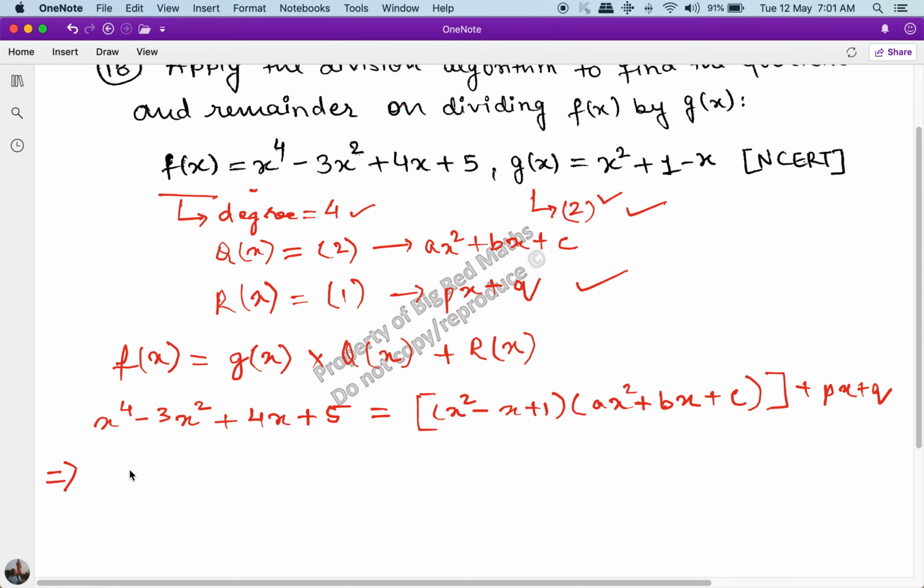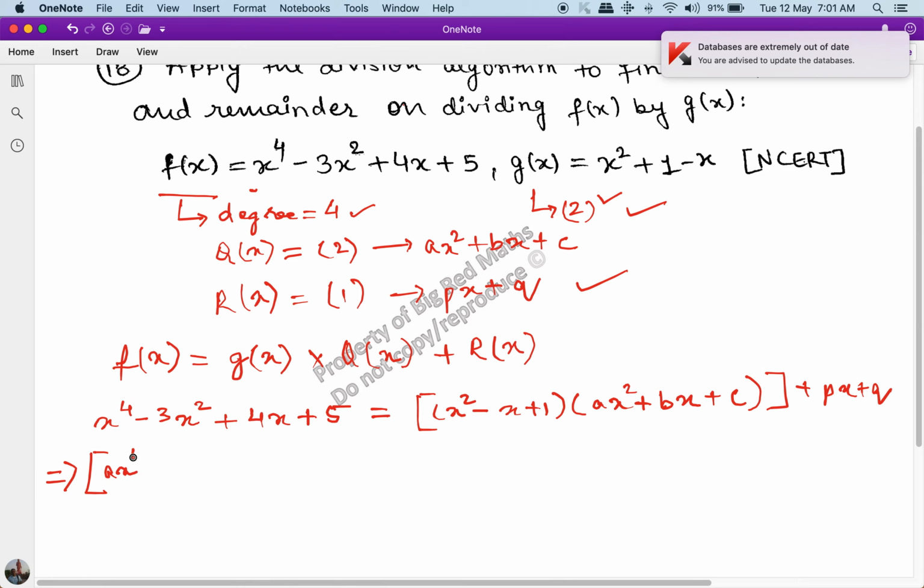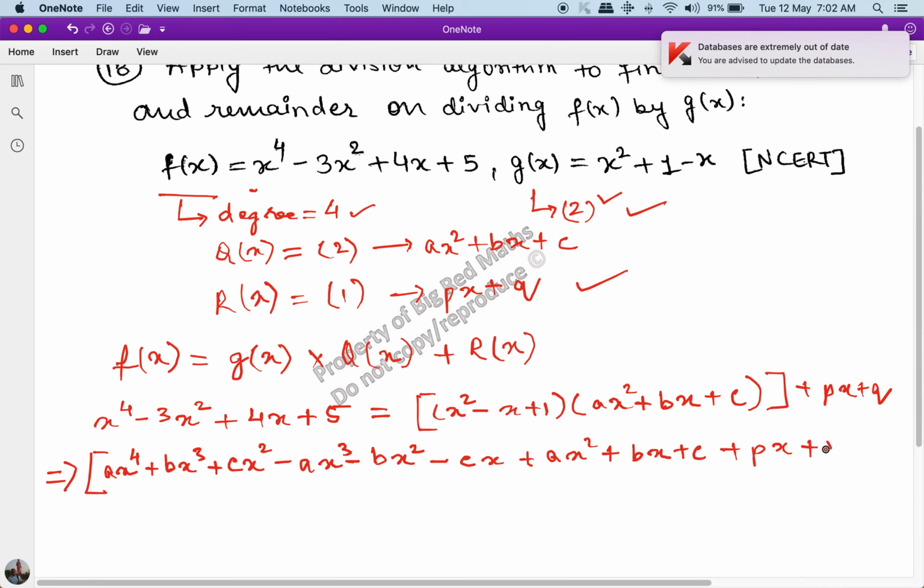So what I'll do here is multiply everything with x squared first. When I multiply everything within the bracket with x squared, I get ax to the power of 4 plus bx cubed plus cx squared. Now I multiply everything by x, so it will be ax cubed plus bx squared plus cx, and everything by minus 1. Now it will be minus ax squared minus bx minus c, and now I'll have plus px plus q.